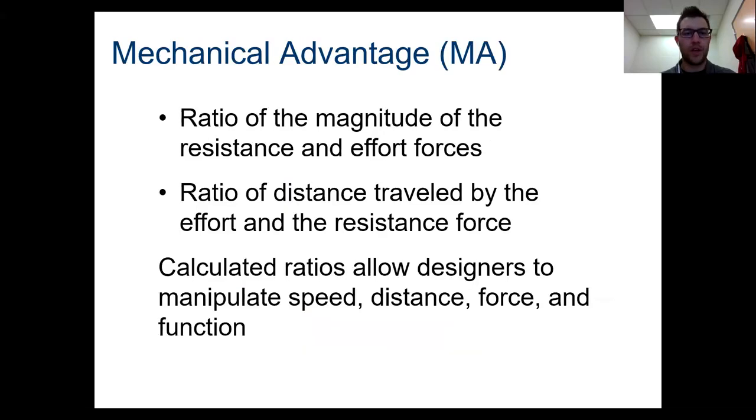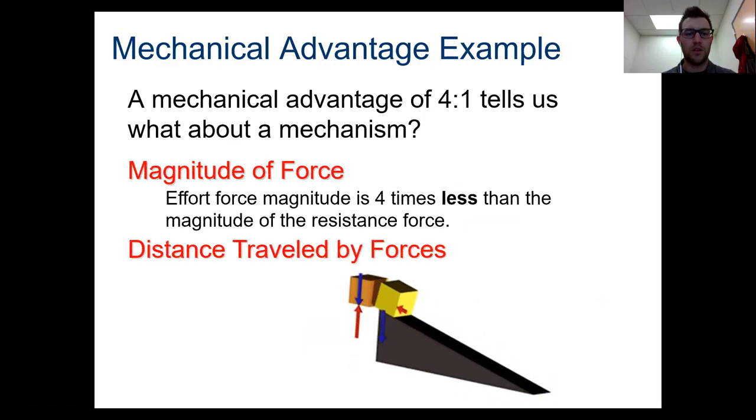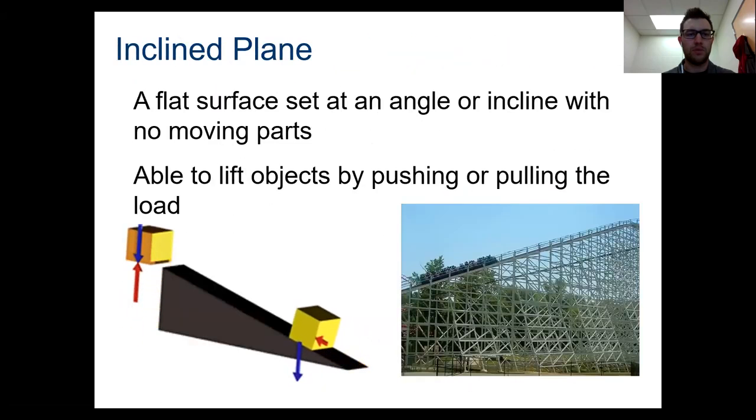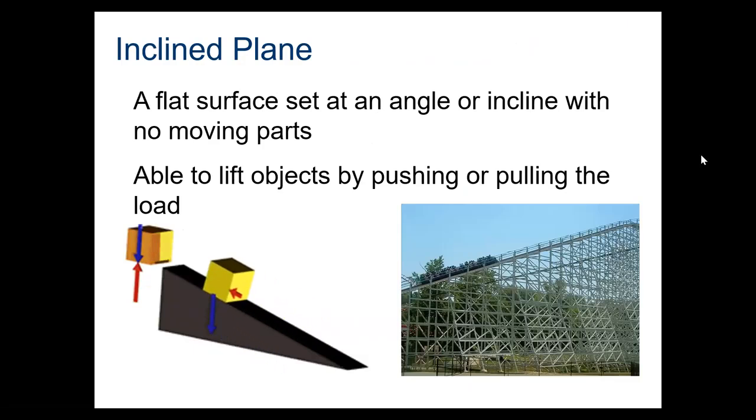Quick review of mechanical advantage. It's just making a ratio of how much it makes your life easier, basically. We covered that in previous videos, so I'm going to skip through this a little bit and get into the inclined plane. Okay, so the inclined plane is a flat surface set at an angle, or an incline. It has no moving parts. All you're doing is pushing a weight or a resistance of some sort up the ramp.